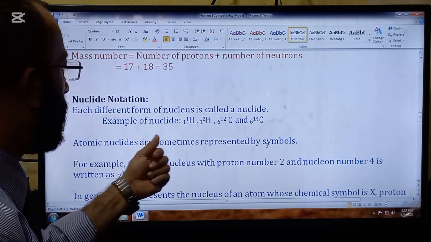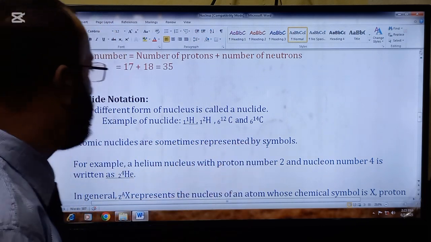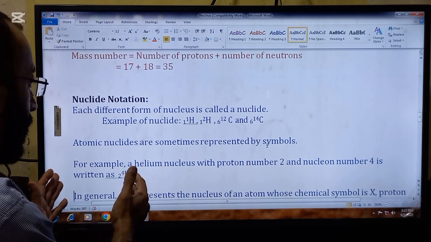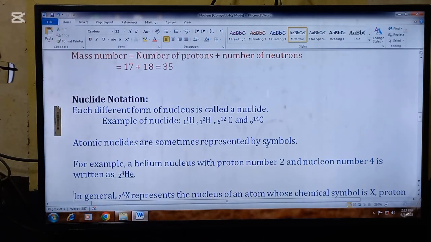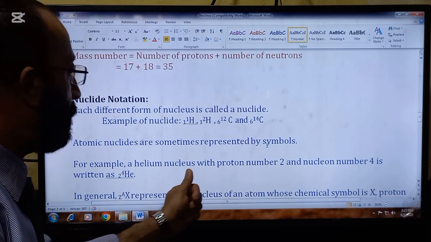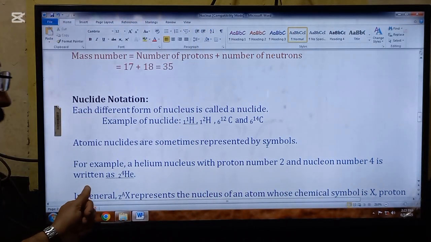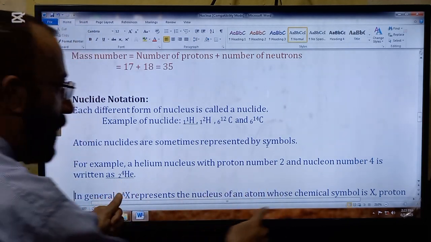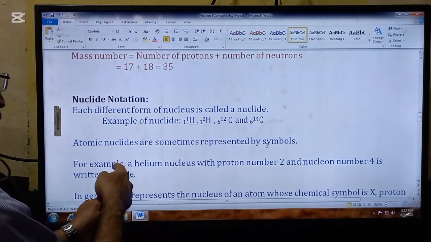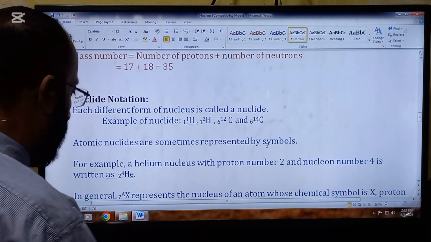Examples of nuclides are 1H1, 1H2, 6C12, 6C14. Atomic nuclides are sometimes represented by symbols. For example, a helium nucleus with proton number 2 and nucleon number 4 is written with the proton number at the bottom and the nucleon number on the top. So this will be the symbol.